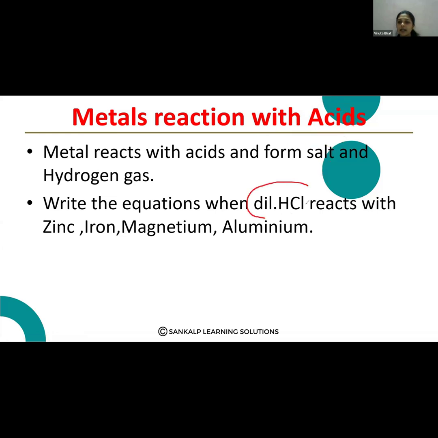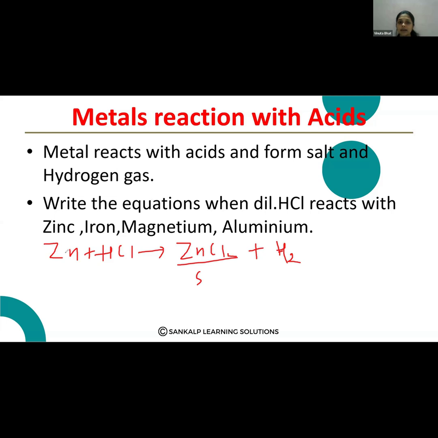When dilute hydrochloric acid reacts with these metals, let us write zinc. Zn reacts with HCl. So which forms ZnCl2, zinc chloride, plus hydrogen gas. So salt and hydrogen gas are released, right? So they form the salt and hydrogen gas.